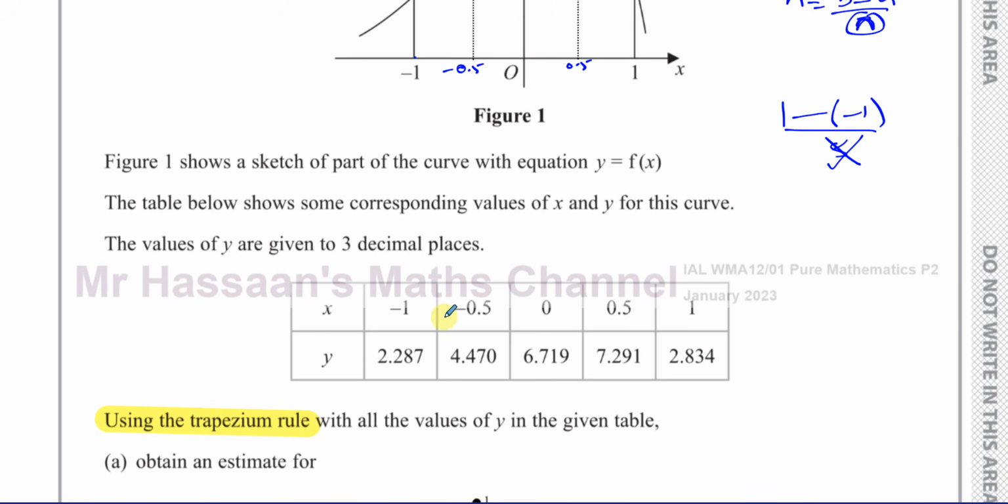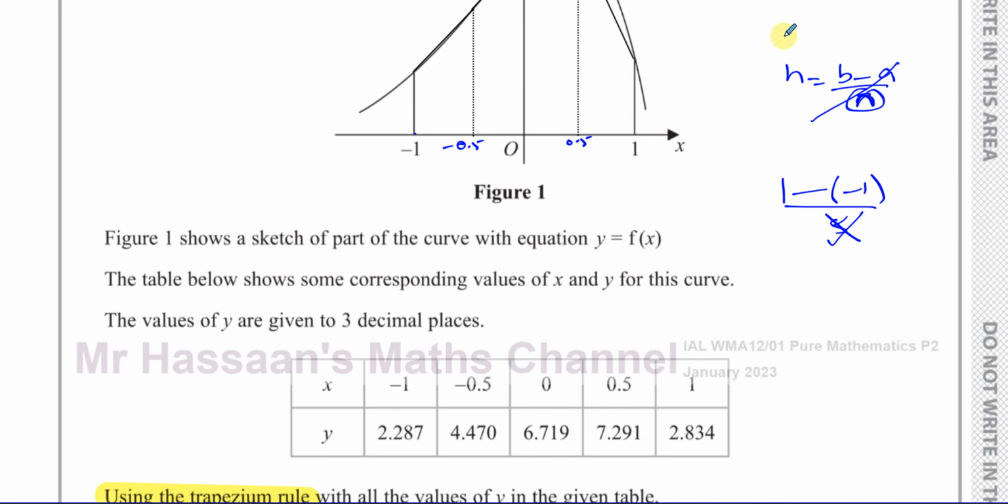And when the table is already drawn and given to you, you don't even have to go through any of this. It is completely unnecessary. When you have the table in front of you, you can see very clearly that the gap between each of these x values is your h. So that is 0.5, as you can see very clearly.